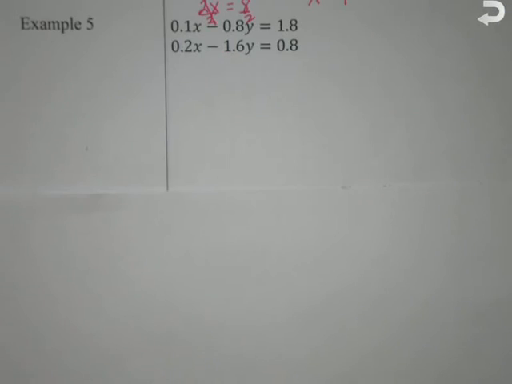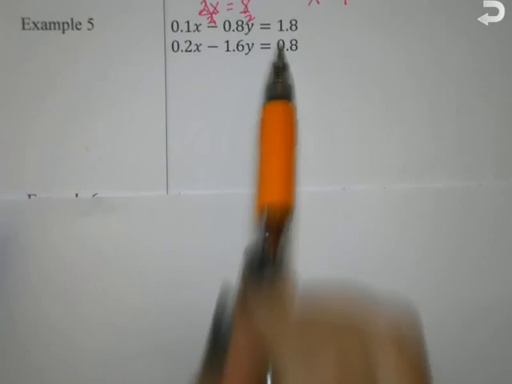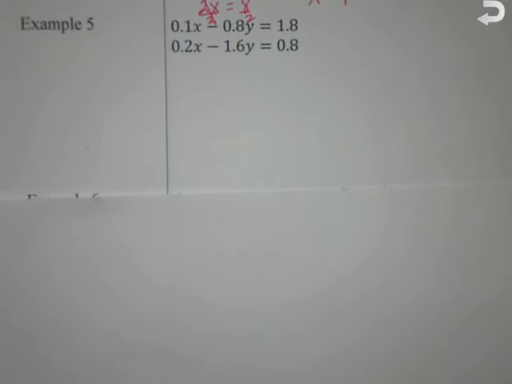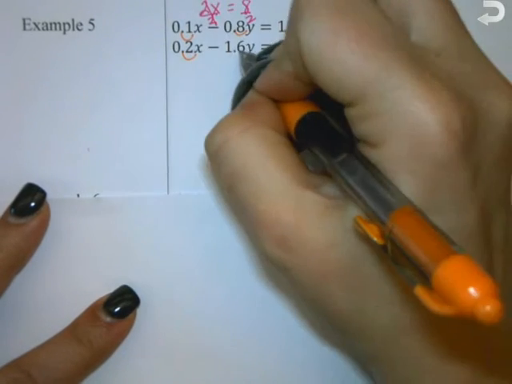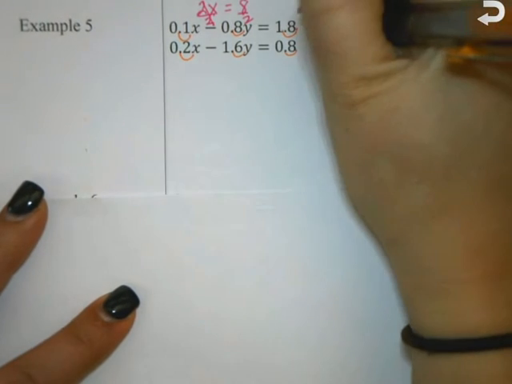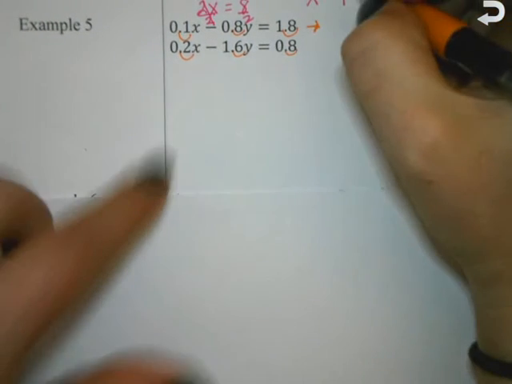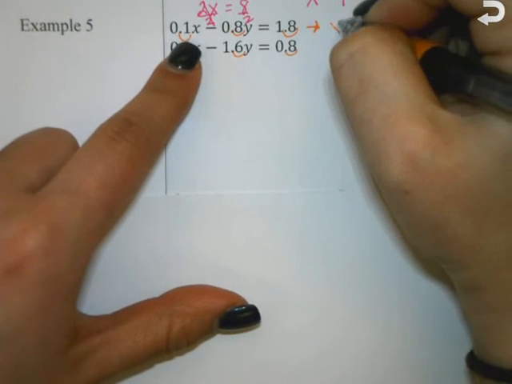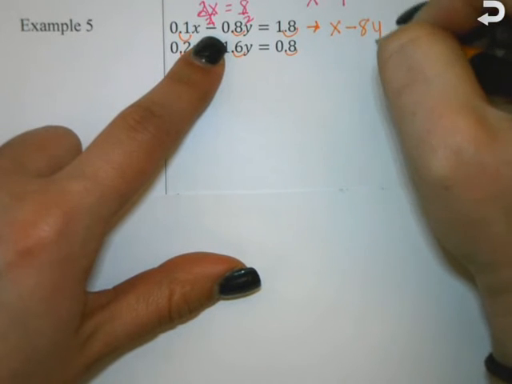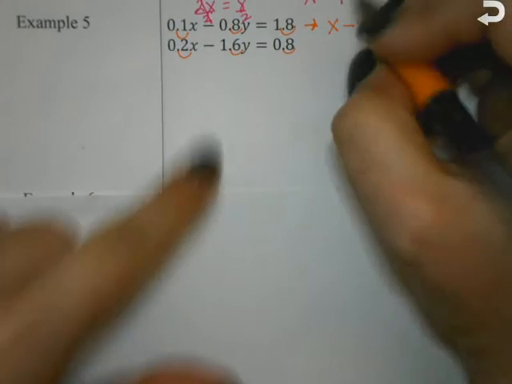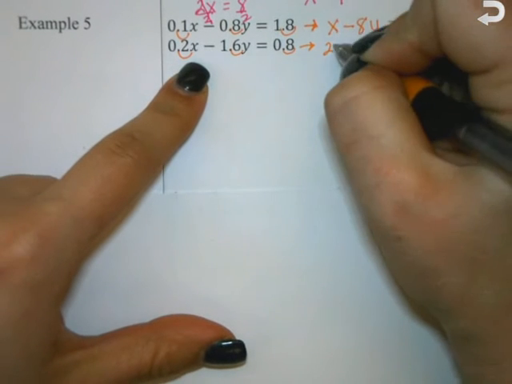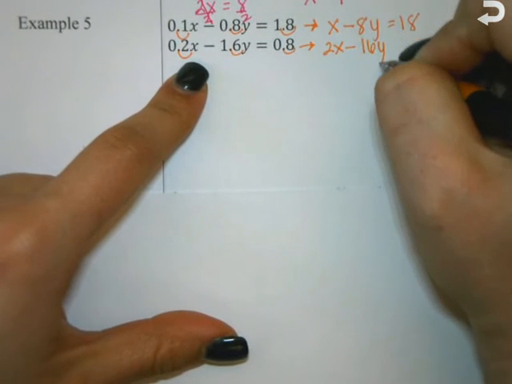Okay, so example 5, we have decimals. So the first thing you always want to do is get rid of them. So we're going to move the decimals over one place on everything, which is actually multiplying by what, guys? Good, by 10. So that's going to give me 1x minus 8y equals 18. Thumbs up if you got that. Perfect. And then 2x minus 16y equals 8. Yes?